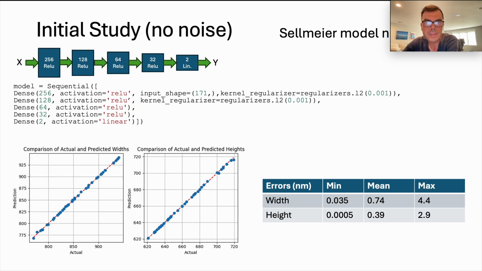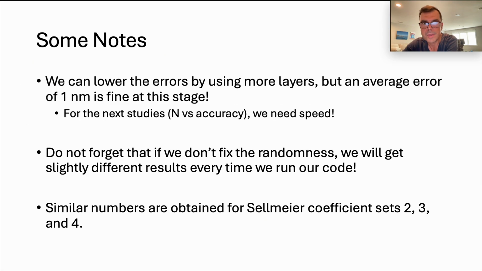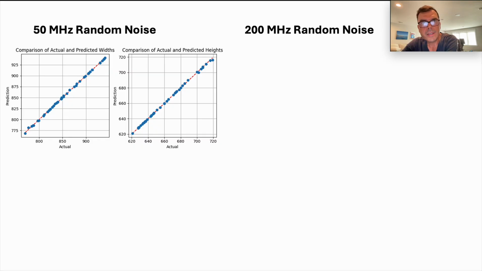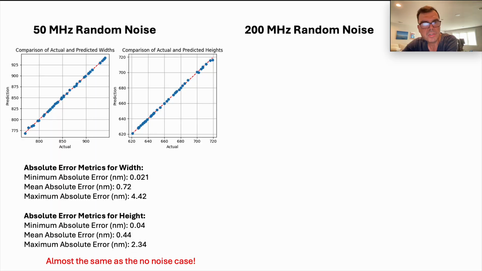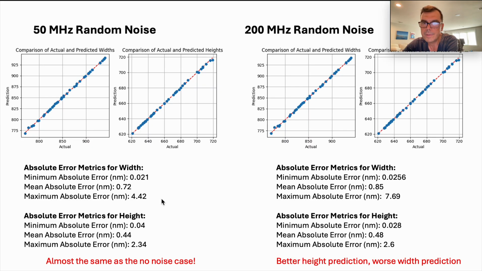So in this slide, I just show you the Sellmeier model 1, but we have very similar results for the other 3 models, so I will not spend time on them. Then I added random noise of 50 megahertz, and the results actually didn't change much. Then I added 200 megahertz of random noise. Here we have a slightly worse prediction for the width, but better prediction for the height. Actually, I will discuss briefly why adding noise sometimes helps us.